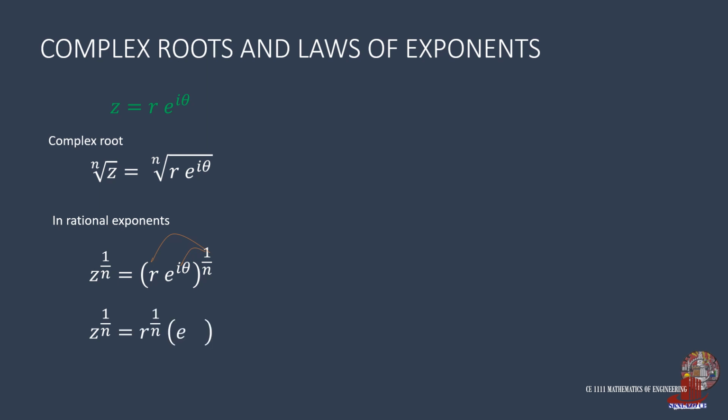Distribute the exponent to get the nth root of z as r raised to 1 over n times e raised to i theta raised to 1 over n, where the latter exponents can be simplified through the power of a power rule, which states e raised to m raised to n is e raised to m times n. By following the rule, the nth root of z then becomes r raised to 1 over n times e raised to i theta all over n.